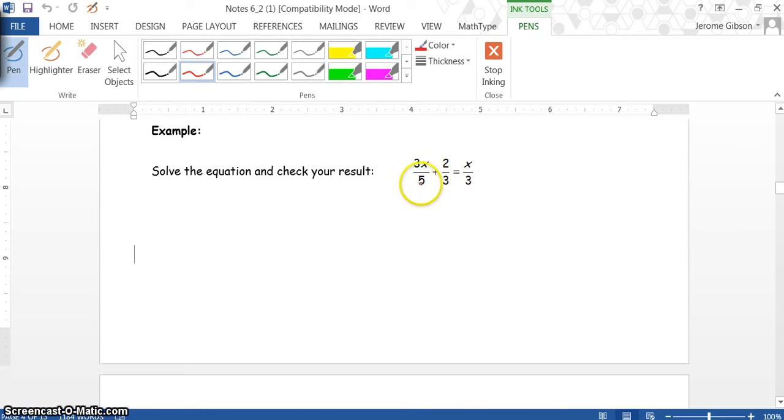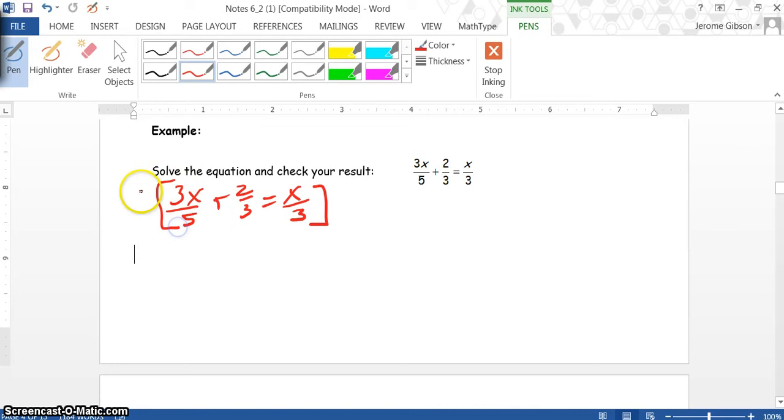Picking up where we left off, we have 3x over 5 plus 2/3 is equal to x over 3. Now there's another way of solving this problem as opposed to the way I showed you how to solve a fraction problem in the last video. Since this is an equation, we can find the common denominator of these fractions. The common denominator of 5 and 3 is 15.